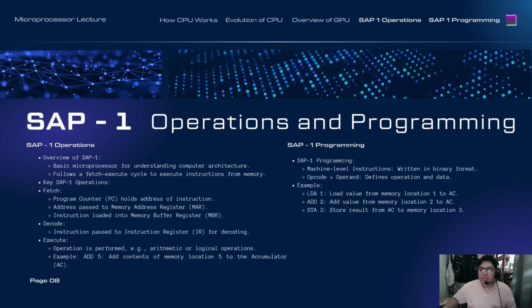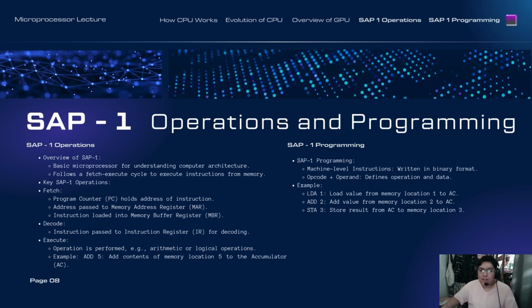These instructions are stored in memory and executed one by one. Programming the SAP1 typically requires using a set of predefined opcodes that map to specific operations, such as loading data into registers, performing arithmetic operations, or storing results. The instructions are generally composed of an opcode and an operand. For example, an instruction like LDA 3, or load value, will load the value at memory location 3 into the accumulator.